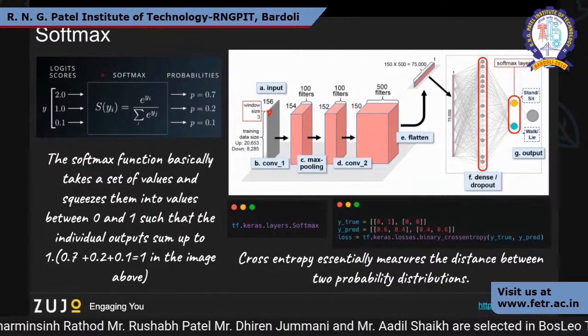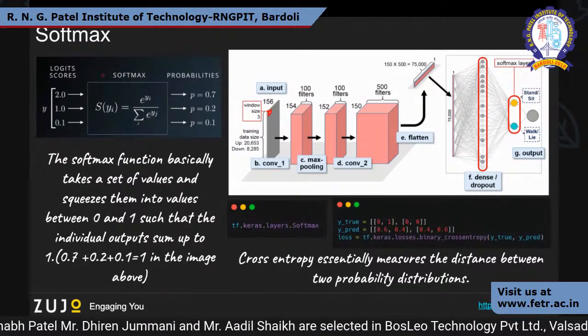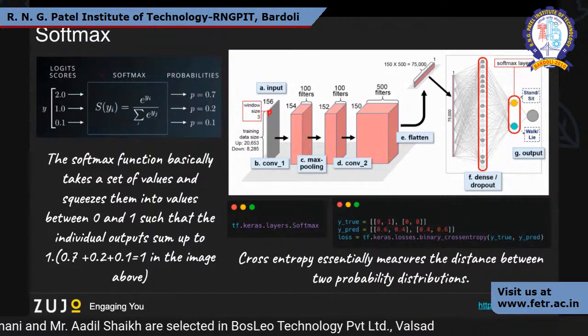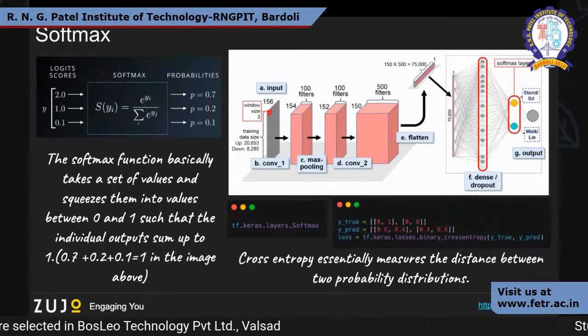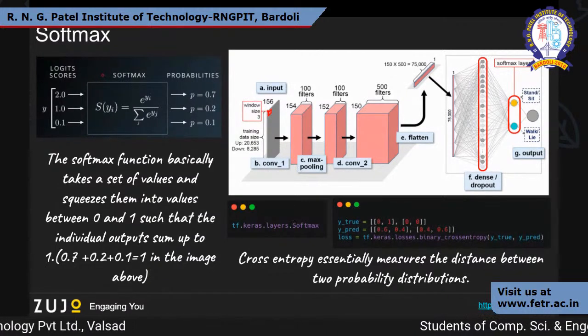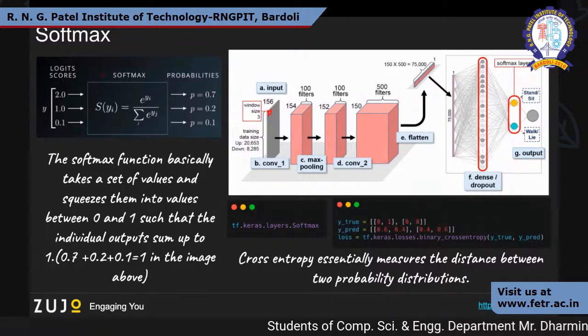So you can decide whether it is a cat or dog, or spam or non-spam. It converts your high dimensional logit scores into probabilities between 0 and 1, right?